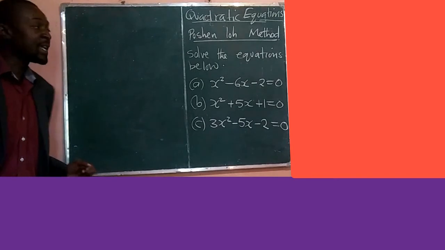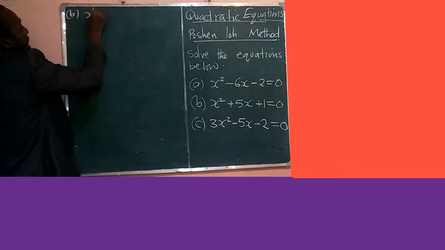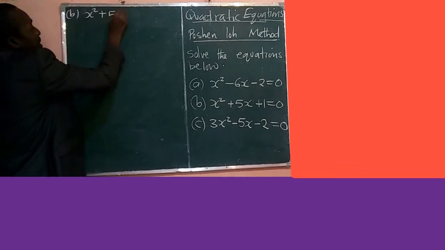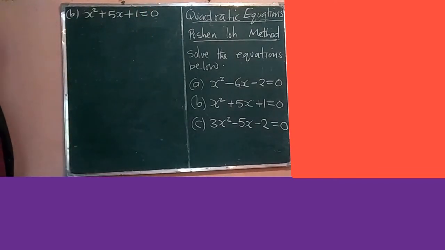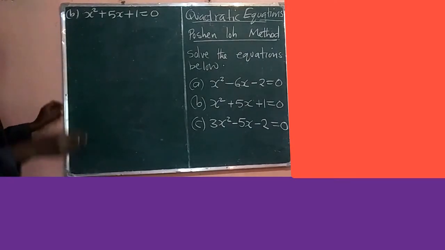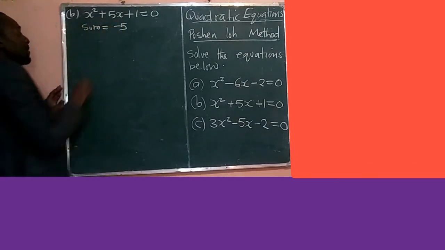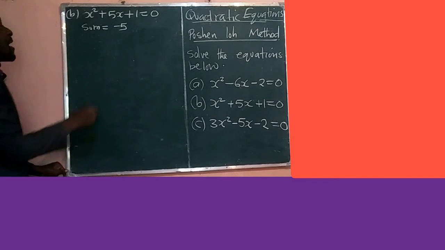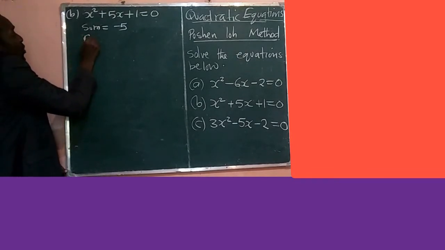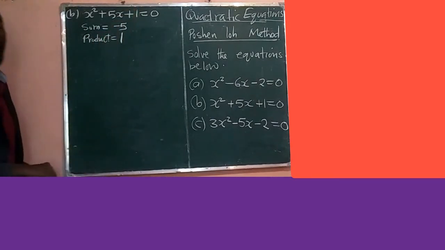Okay, so let's go to our second example, which is part B. Part B of the question says solve x squared plus 5x plus 1 is equal to 0. So once again, we are going to follow the portion law method to solve this equation. So the first thing that you need is the sum, which is negative 5. As you can see, the sum is supposed to be 5 here, so you just change the sign to negative 5. And then the product is equal to positive 1, the positive 1 that we have at the end here.